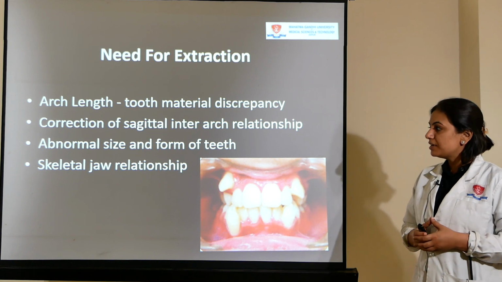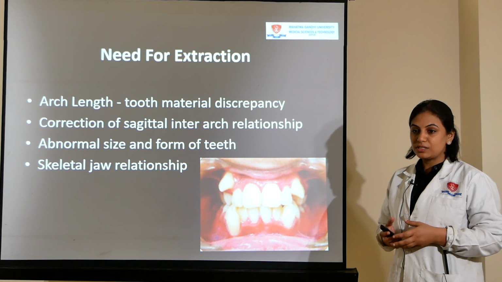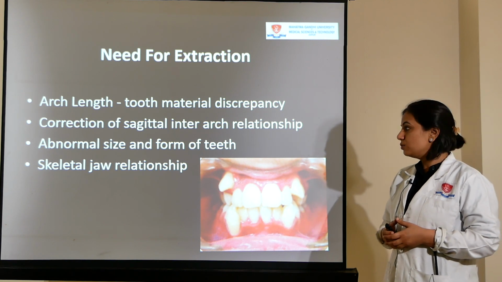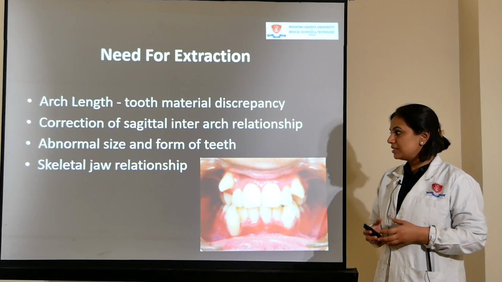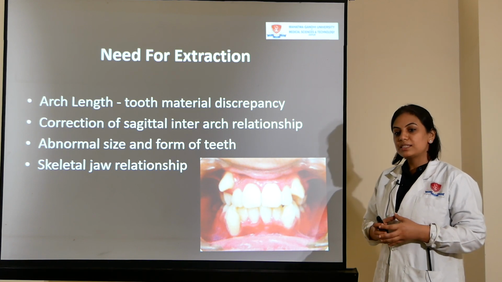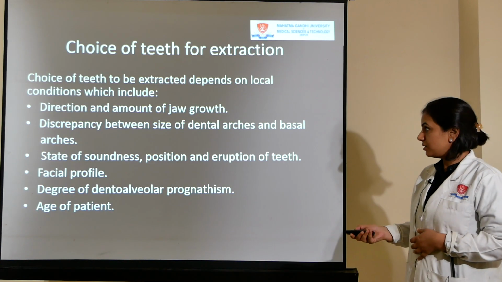In case of severe skeletal jaw relationships, like a severe class 3 or a severe class 2 malocclusion, we would need to go for surgery of the jaws. But along with surgery, we would first need to go for extractions to set the jaw in order to perform the orthognathic surgery.